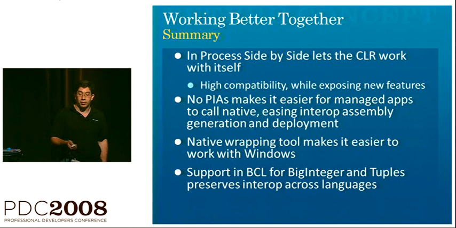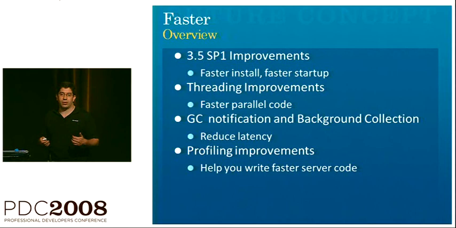For the next part of the talk, I'm going to talk about how we make things faster. I'm going to talk about four different things we've done here: 3.5 SP1 improvements, faster install and faster startup; threading improvements that are going to give you faster parallel code; garbage collection notification and background collection that are going to reduce latency; and finally, profiling improvements that will help you write faster server code.